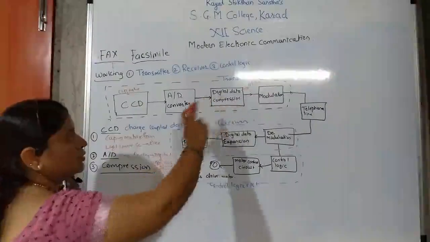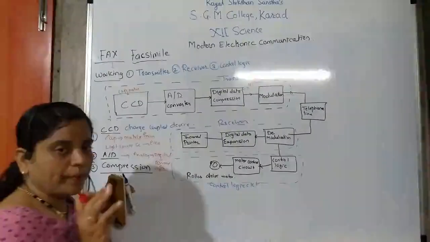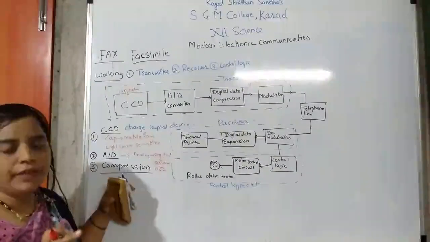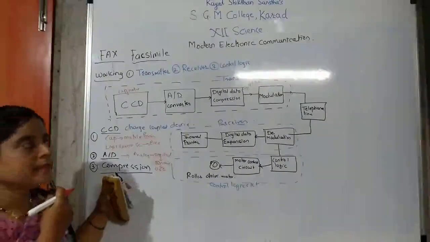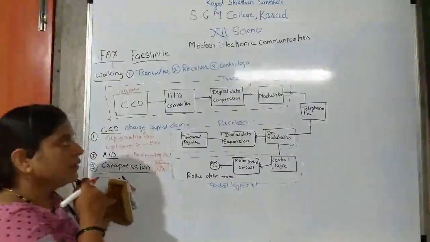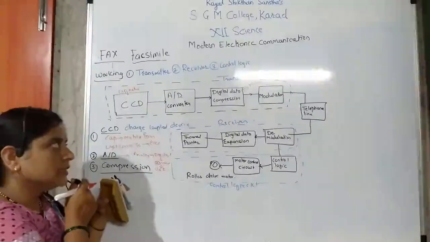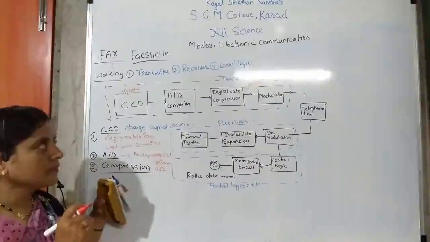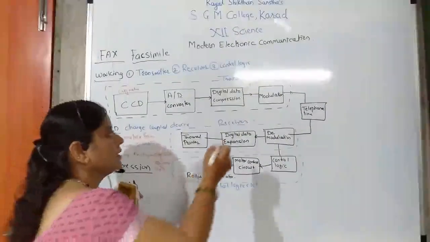And that 0 and 1 is given to the digital data compression, and it compresses the signal by the VLSI technique. VLSI means very large scale integrated circuit. So data is compressed here and it is given to the modulation circuit.